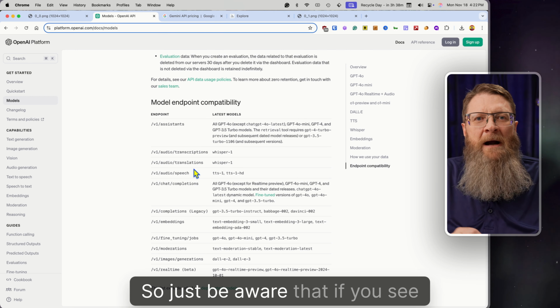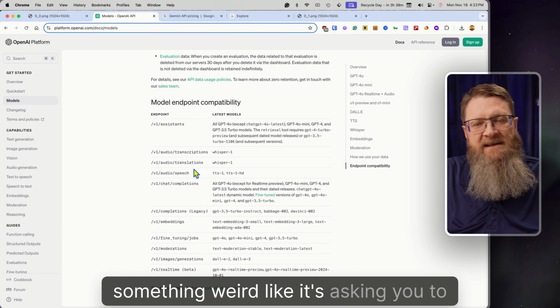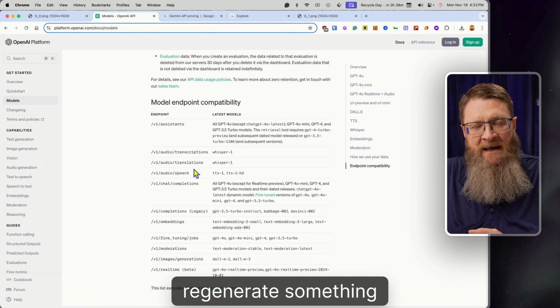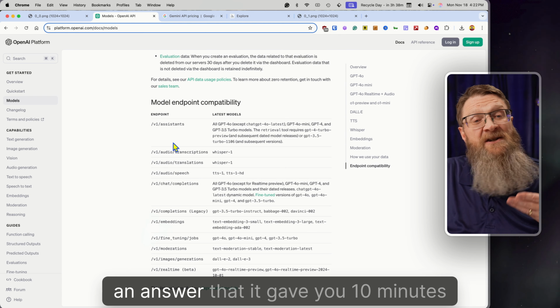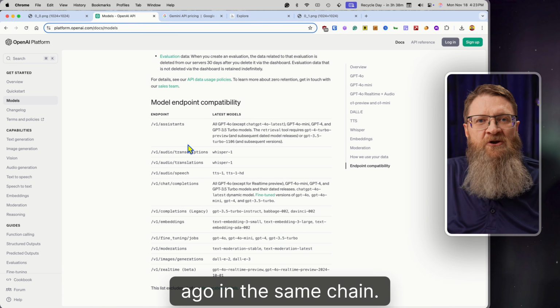So just be aware that if you see something weird, like it's asking you to regenerate part of your output, or all of a sudden it doesn't remember an answer that it gave you 10 minutes ago in the same chain, this is why.